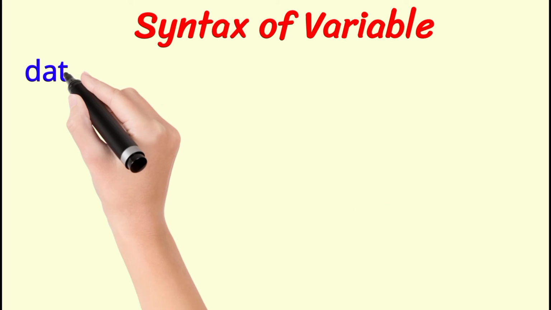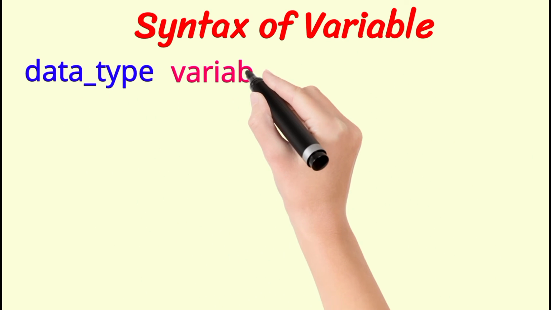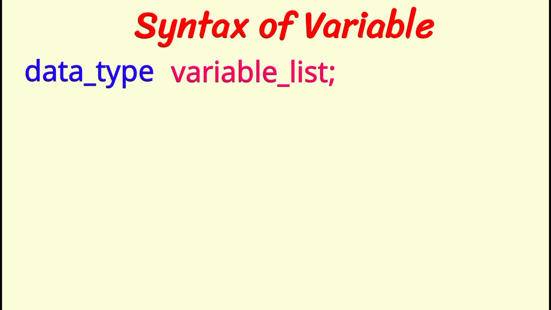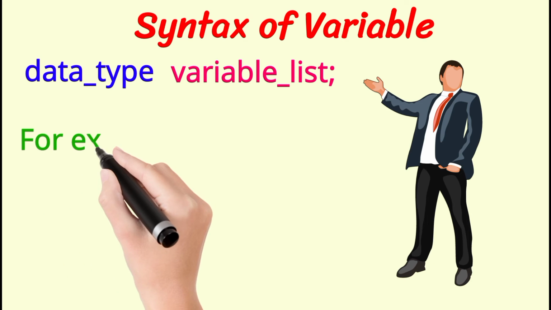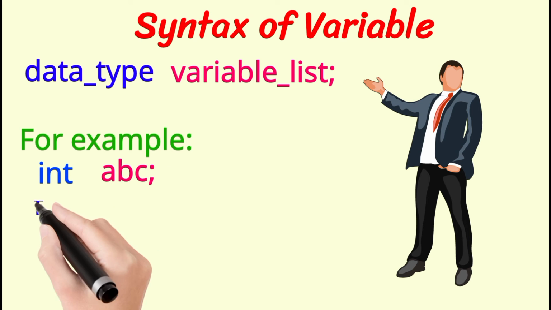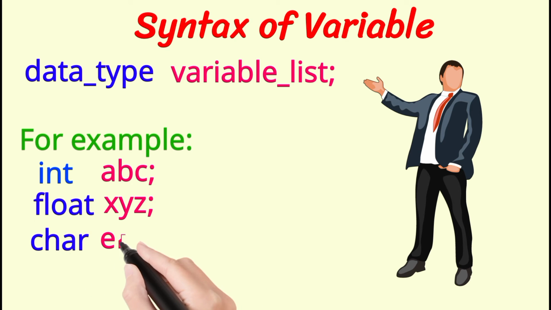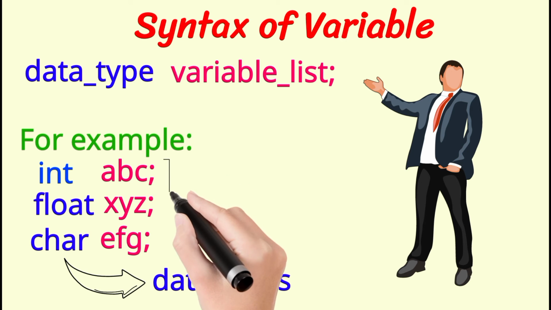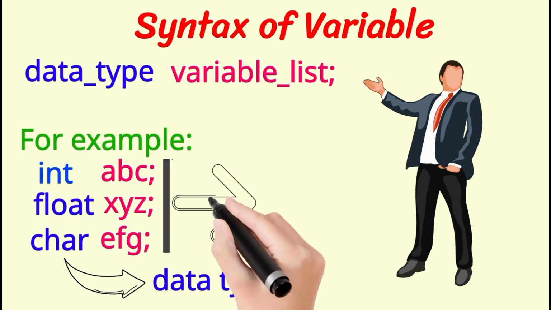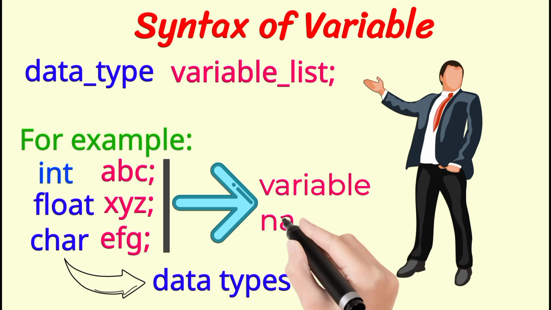Now let us see the syntax of a variable. So this is the syntax of a variable, and you must consider the rules which I just mentioned before defining a variable. For example, int abc, float xyz, char efg. Here, int, float, and char are the data types, and abc, xyz, and efg are variable names.